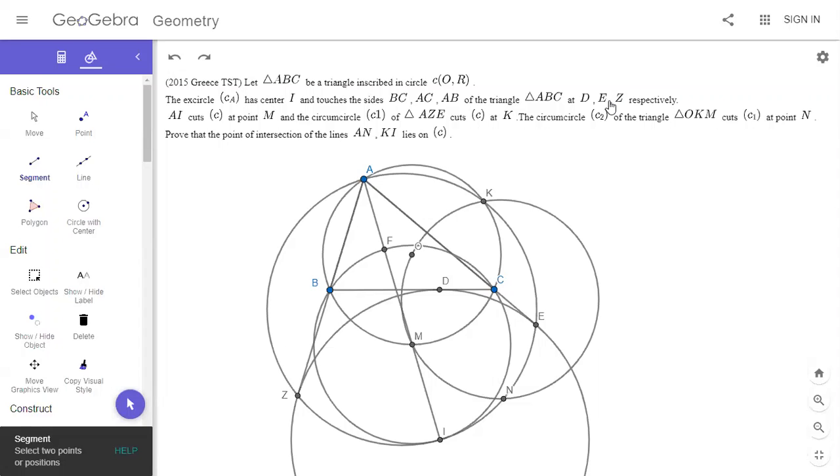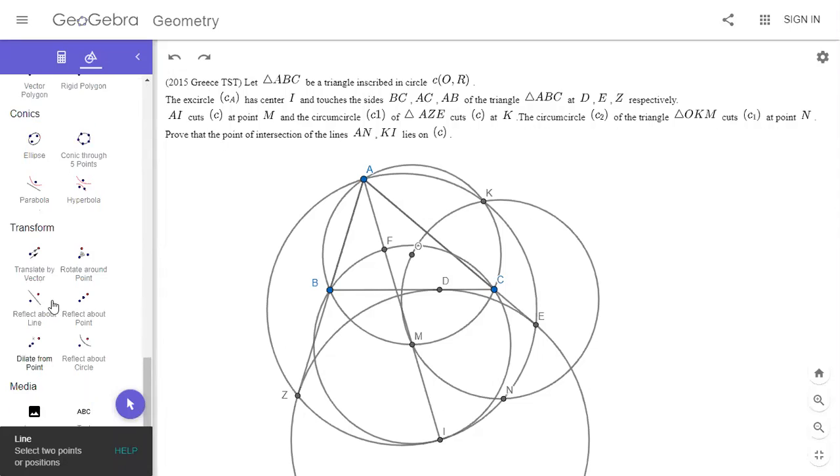Simple angle chasing works too, in general. If A prime is the antipode, then I, A prime, and K are collinear. So I'm going to let A prime be the antipode, reflecting A about O. And so then you're saying I, A prime, and K are collinear because those are both 90 degrees.